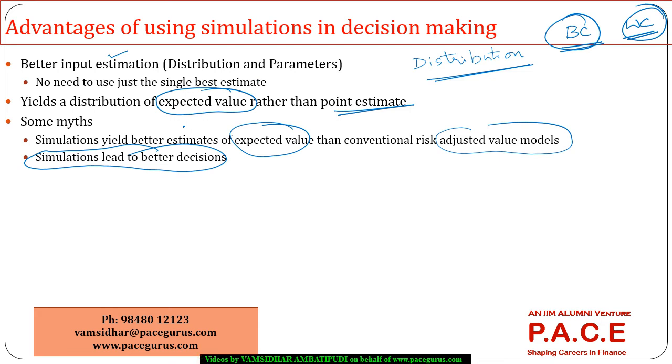The expected value is not changing. Expected value might still be the same. But what is changing is that it is giving me the range of possible values that can come up, so that I can take my decision accordingly. So it can aid me in better decision making, but it is not making any better decision by itself.